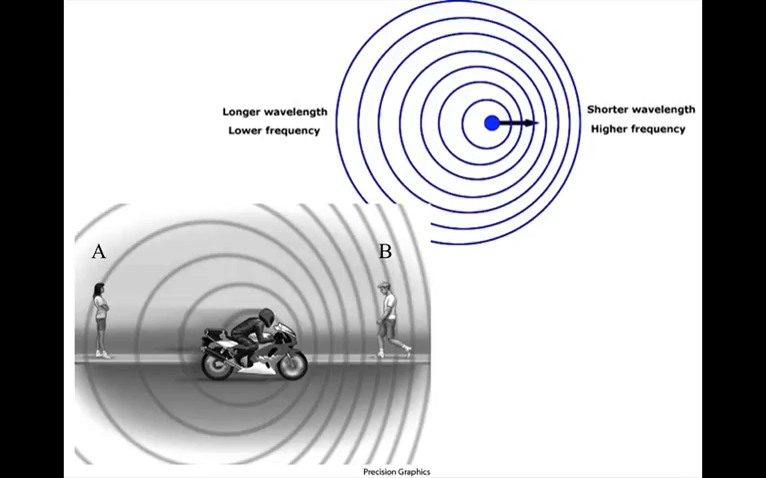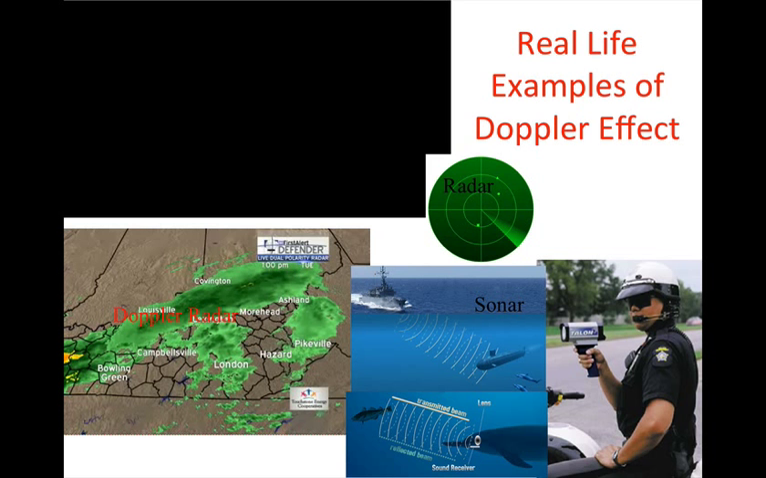The Doppler effect works the same way for light, decreasing or increasing wavelength according to whether the source of the light is moving toward or away from the observer. If it's moving towards the observer, the wavelength is compressed, decreased, and if it's moving away from the observer, the wavelength is stretched, increased. There are several real-world applications of the Doppler effect for both light and sound.